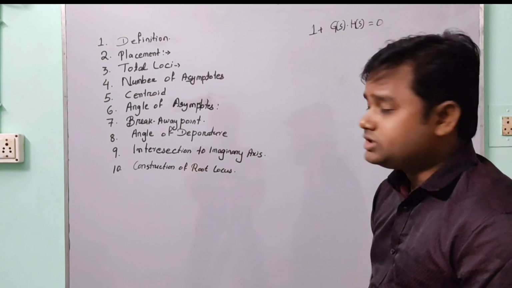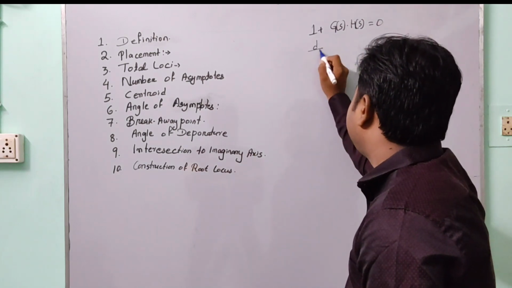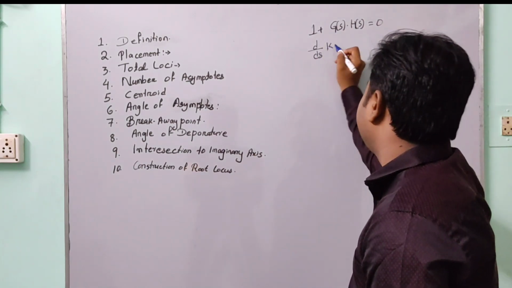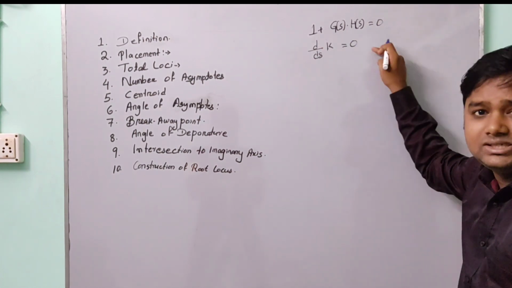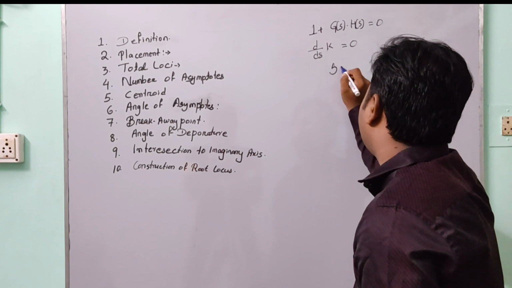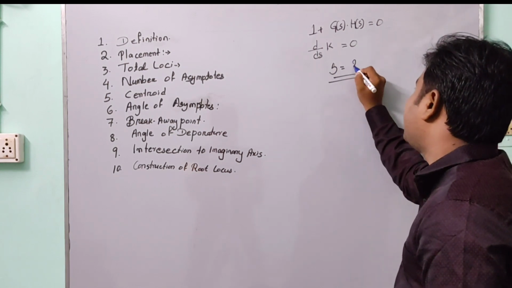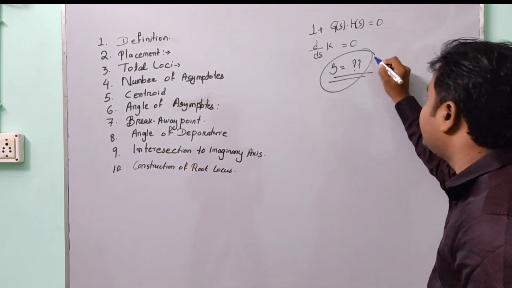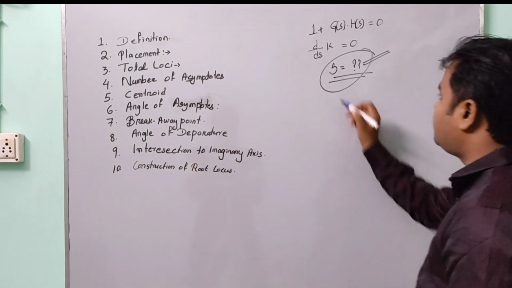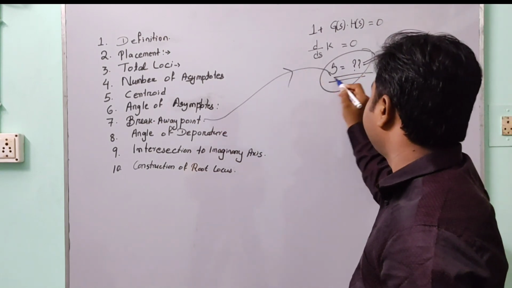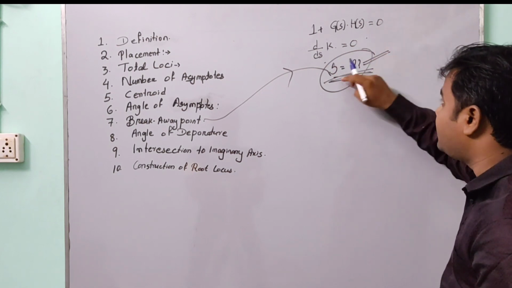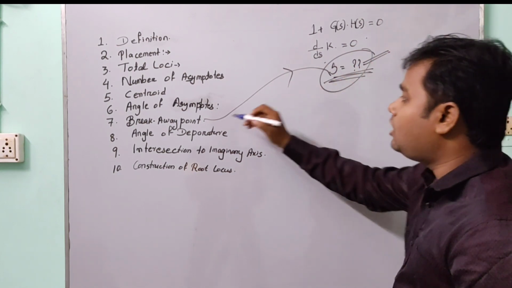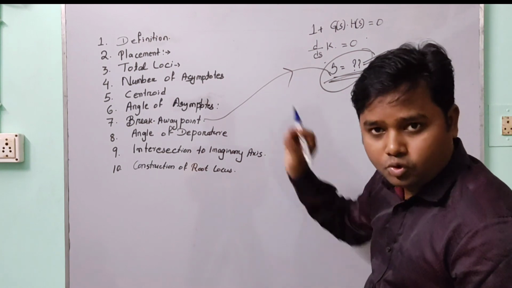From this characteristic equation, we have to find dK/ds equals 0. By putting dK/ds equal to 0, I will find the value of s. The value of s is known as the breakaway point. From dK/ds equals 0, by equating it to 0, the value of s that we get is the breakaway point for a root locus.